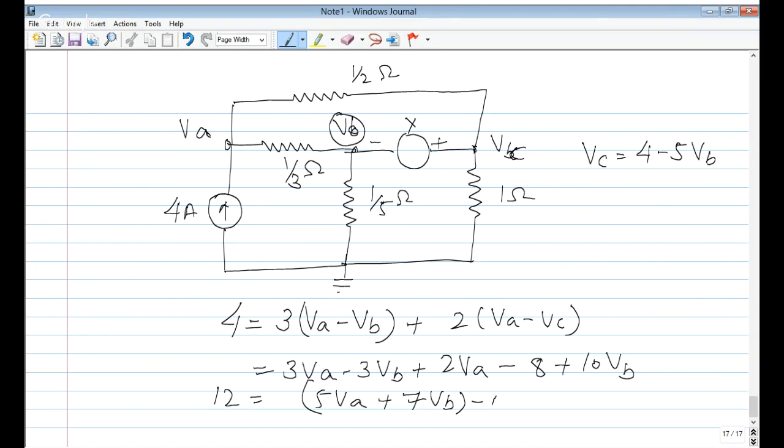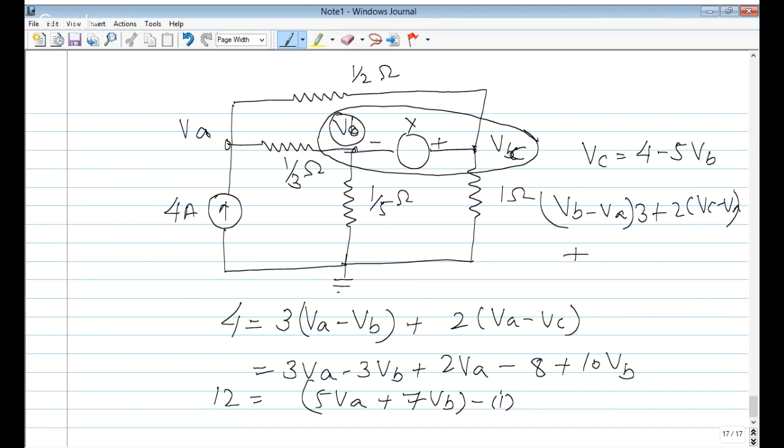This is the first equation. In the second, you can consider this as a super node. Then what will be the outgoing current? (VB minus VA) into 3, then 2 into (VC minus VA), then VC is equal to 0. That way we will have another equation.